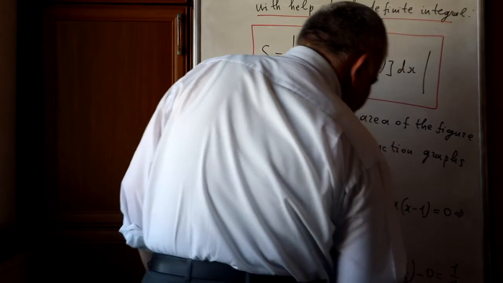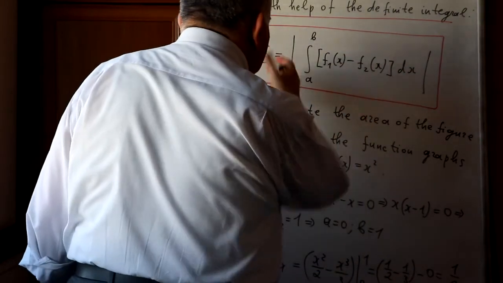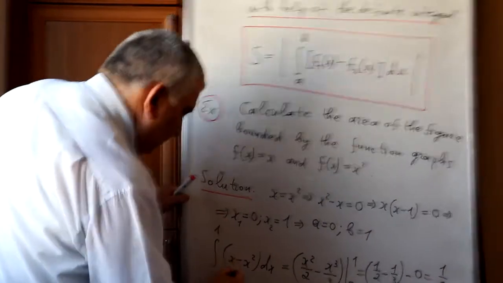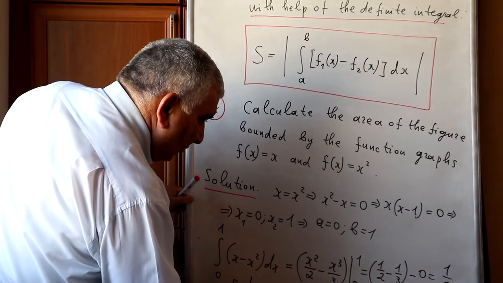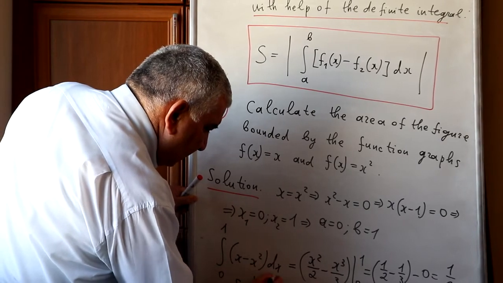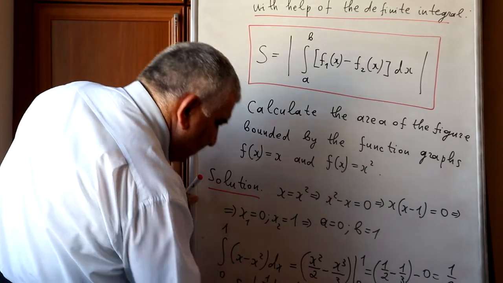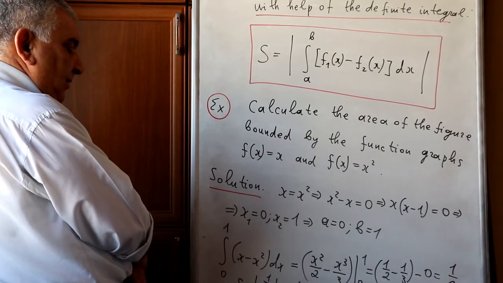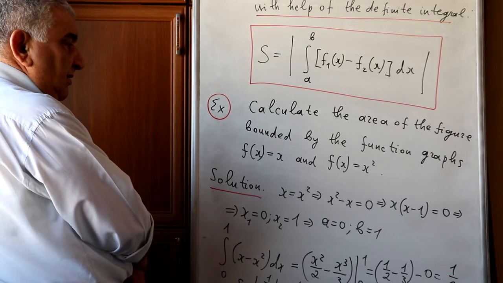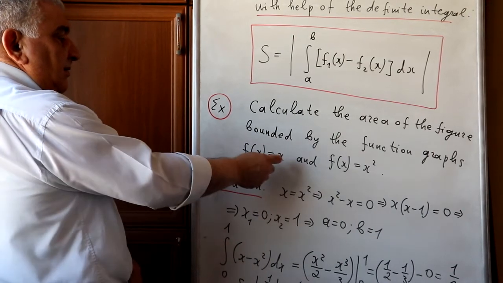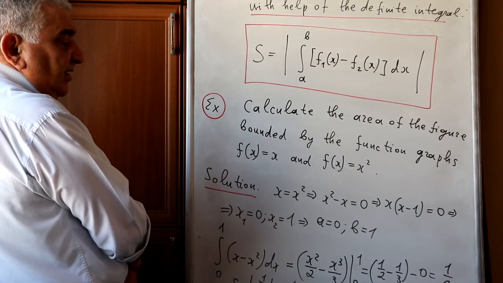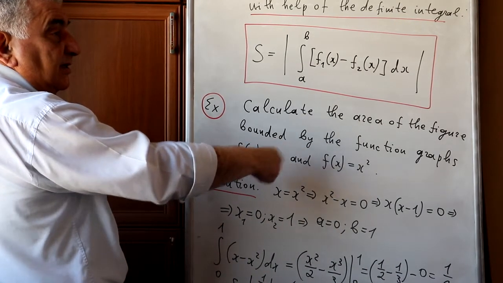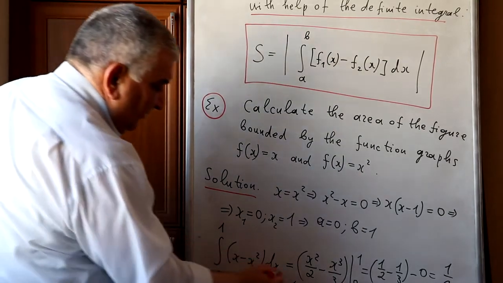It is the value of the integral, but then we must find the area. Area is the absolute value of the definite integral. S is equal to the modulus of 1/6, which is 1/6. It means the area of the figure bounded by the straight line y equals x and the parabola y equals x squared is 1/6.